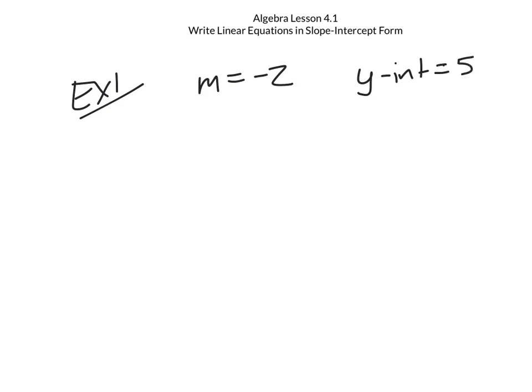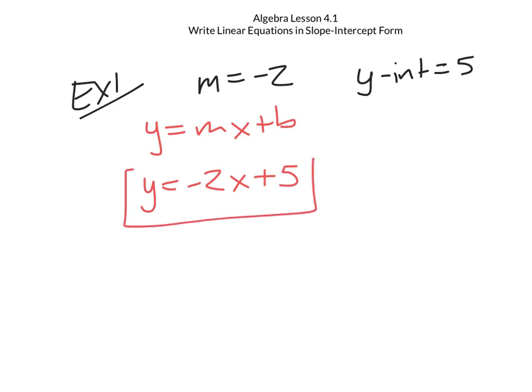So, do you guys remember the equation for slope-intercept? What is it? Y equals mx plus b. Very good. So where do I plug in the slope? Where m is. So I say -2x. And the y-intercept goes where? What letter? Plus 5. Where the b is. So we say plus 5. Cake, right? Let's look at example 2.